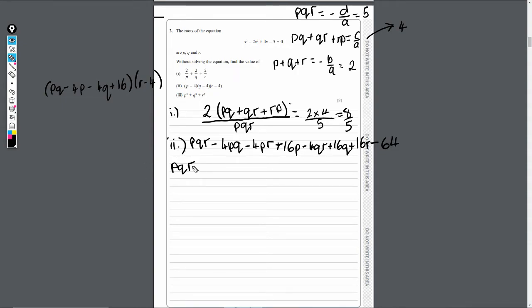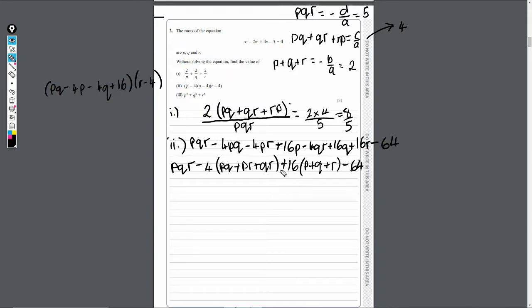So if we do that here, it's going to be minus 4 lots, because it's minus 4 for each of them. So minus 4 lots of PQ plus PR, plus QR as well, in the bracket. So that looks good. We've also got the plus 16P and the plus 16Q and the plus 16R. So if we write them down as well, plus 16 lots of P plus Q plus R. And then finally, we've just got this minus 64 on the end here. And this is looking much better. We can now work with this.